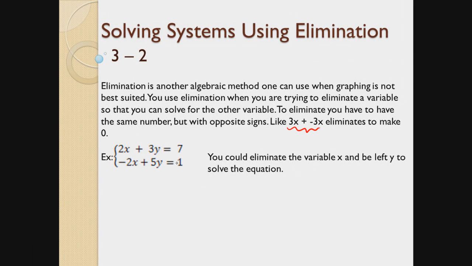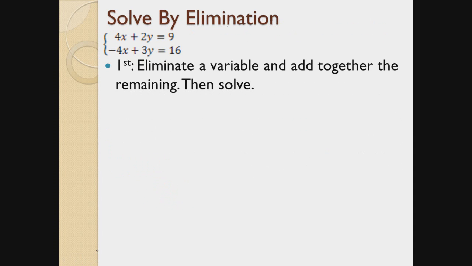2x plus 3y equals 7 and negative 2x plus 5y equals 1. You could eliminate the variable x and be left with y to solve the equation. The x's would eliminate and we would add together the remaining to get 8y equals 8. And then you could solve and find your variables. So let's try one. Solve by elimination.